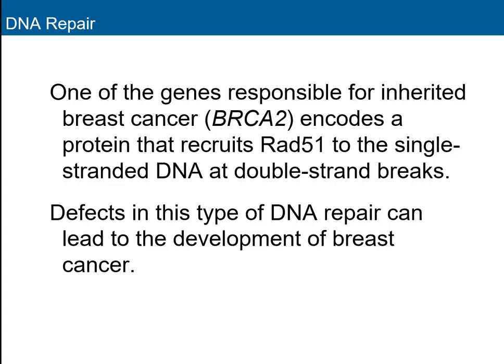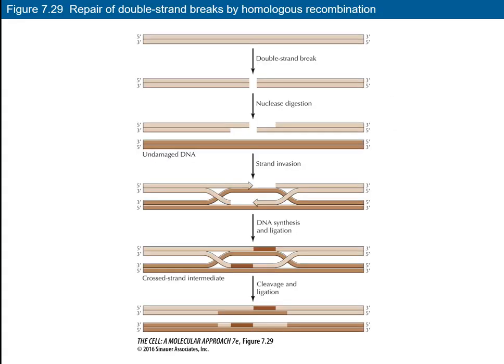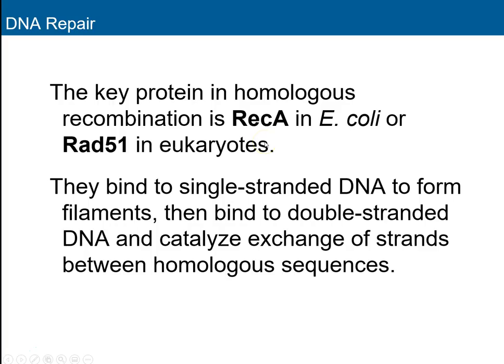All right, so a little further with that. One of the genes that's responsible for an inherited form of breast cancer, right? We've probably all heard of the BRCA gene. It actually encodes a protein that will recruit Rad51 to the single-stranded DNA at the double-strand break. So what the heck are they referring to? If we go back here, basically you have this double-strand break. It's going to basically recruit the protein here. Okay, that's all it's referring to.